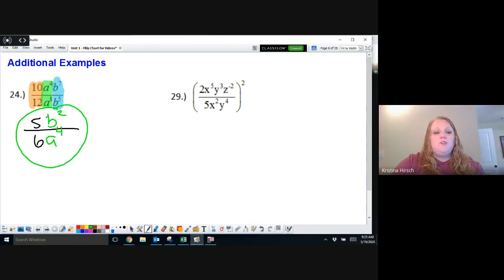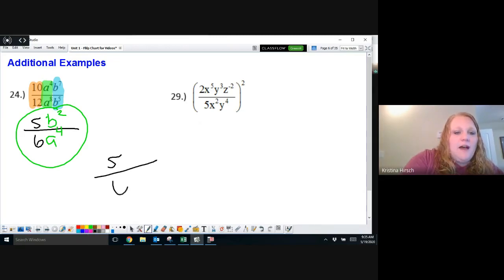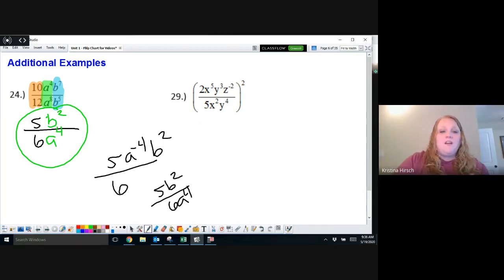So you could subtract, like I could have said 5/6, then a to the -4, b squared, and then said, oh, I've got to flip some stuff. So 5b squared over 6a to the 4. I could have done it independently, but it was just easier for me to take care of it all at one time.